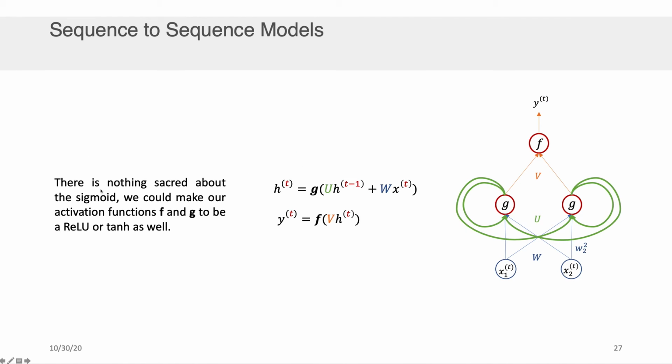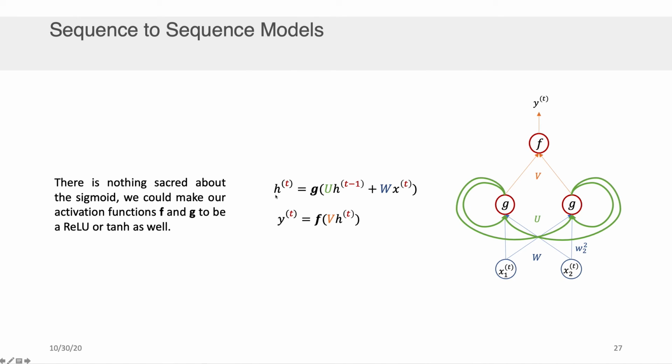Okay, now there's nothing sacred about the sigmoid. I want to make that very clear. We could make our activation functions ReLU. We could make them tanh. We could make them whatever we want. So this f and g don't have to be a sigmoid or a softmax. There are other functions that could be used here.